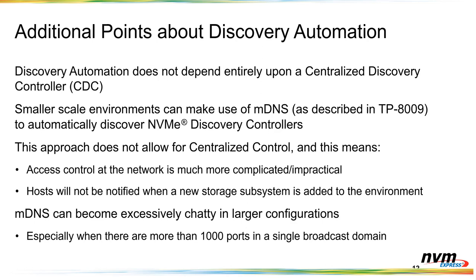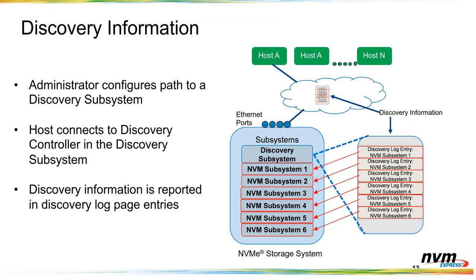So we've talked about the discovery, but what actually gets reported in discovery? In the discovery process, we report something that's called discovery information. We've talked a bunch about the first step here, where the administrator configures a path to the discovery system, or that may be using auto discovery and you find your discovery subsystem. The host connects to the discovery controller and they report these log pages.